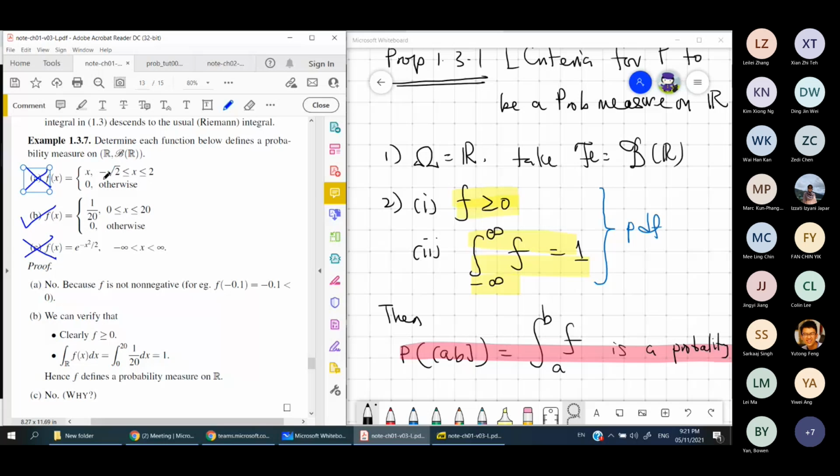Because you can look at here. f(x) is x on negative square root of 2 to 2 here. So you can take f of minus 0.9, which is negative. So it violates these properties. So that's why the answer is no.